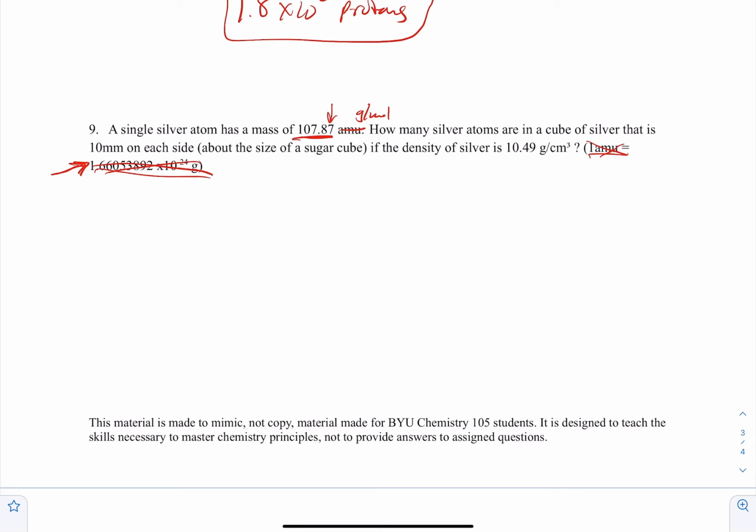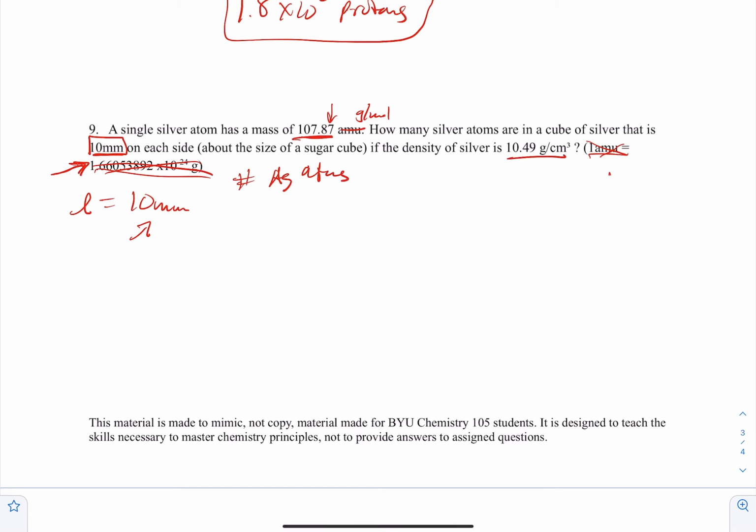So first, we need to figure out what is our measured value. Here is our measured value. Now, this is in length, right? This is the length of a side of a cube. I'm going to say this is equal to 10 millimeters, and that's my measured value. So somehow I have to get from 10 millimeters to number of silver atoms.